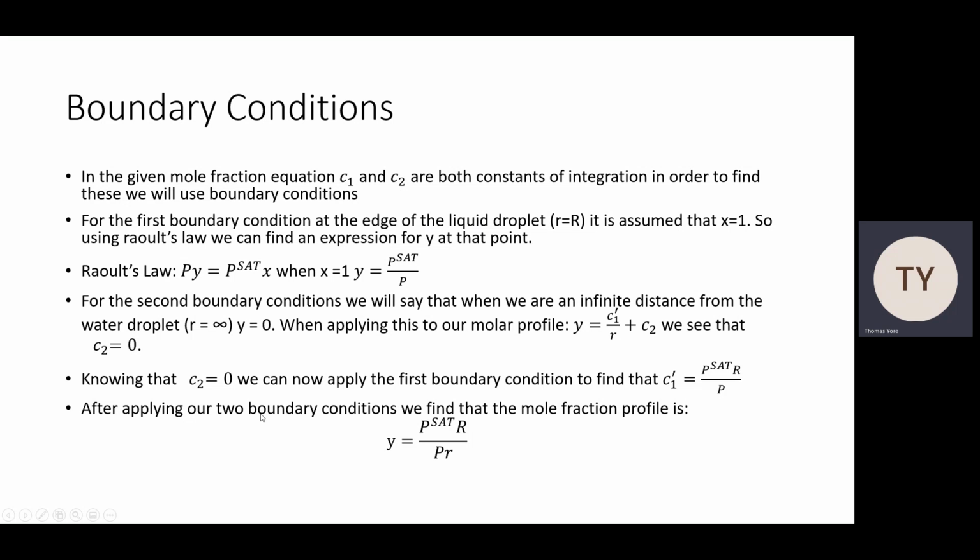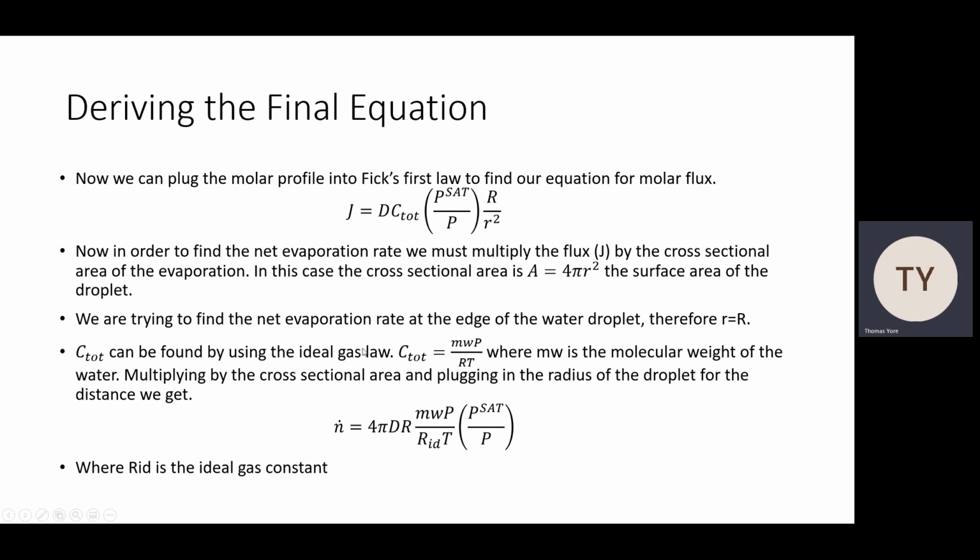After applying our two boundary conditions, we find that the mole fraction profile is Y equals P sat times R divided by P and R, where R is the radial distance and R is the radius of the liquid water droplet. Now we have enough information to derive our final equation for finding the net evaporation rate of water, going from the liquid to the vapor phase.